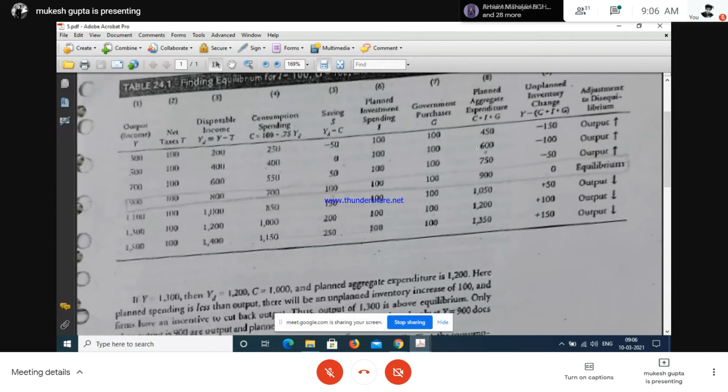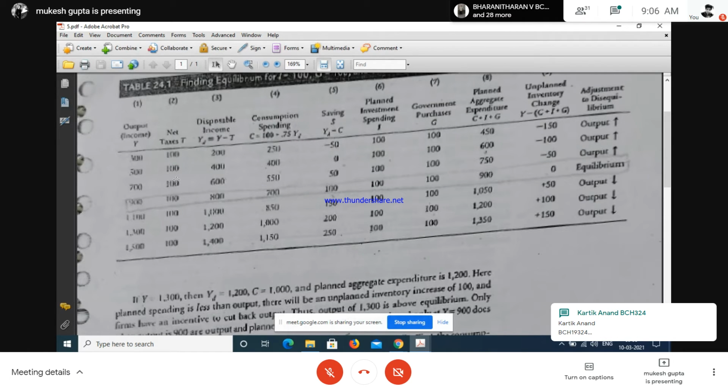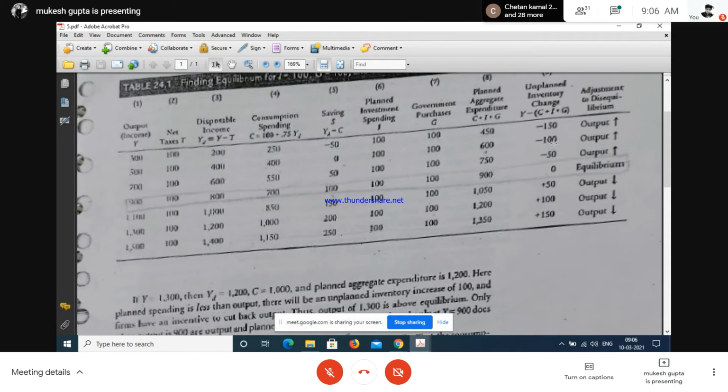But again, Y is not equal to C plus I plus G. In fact, the aggregate expenditure exceeds Y. So what will happen? Again, there is a decrease in the unplanned inventory, and investment will increase, output will increase. Let's say output increased to 700. Now at 700, disposable income is 600. With this disposable income, consumption is 550. So 550 plus 100 plus 100, that is 750. So again, the aggregate expenditure exceeds output by 50, and output increases.